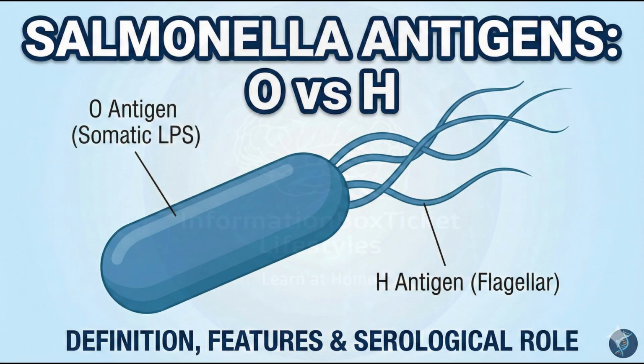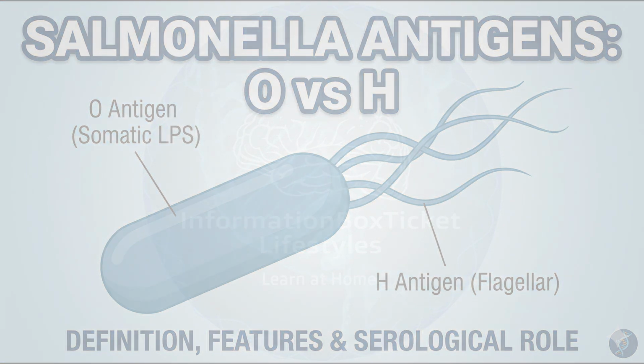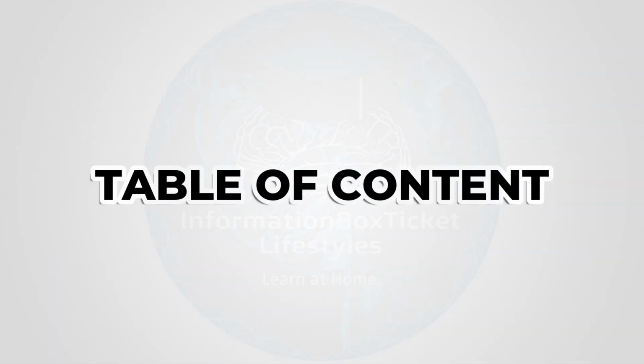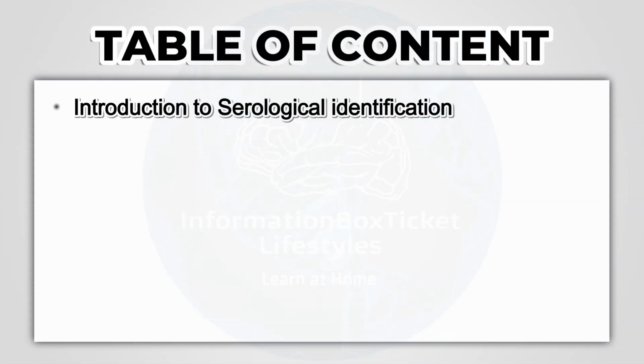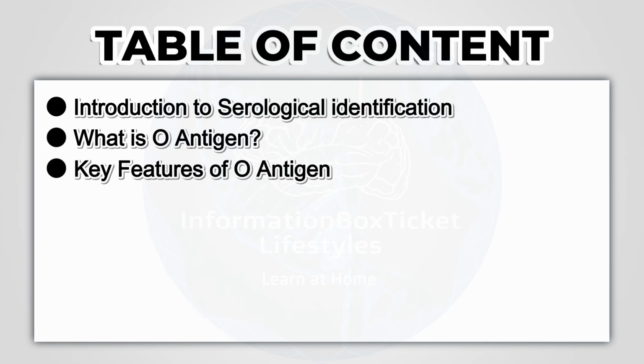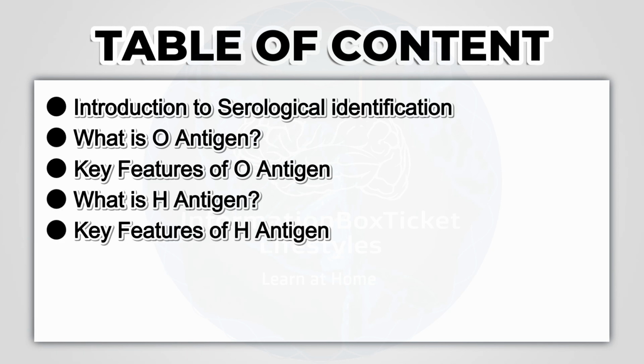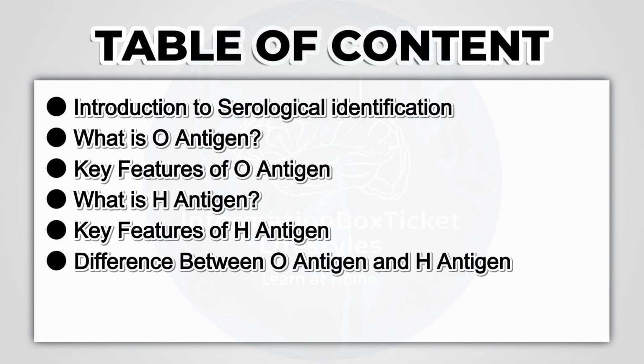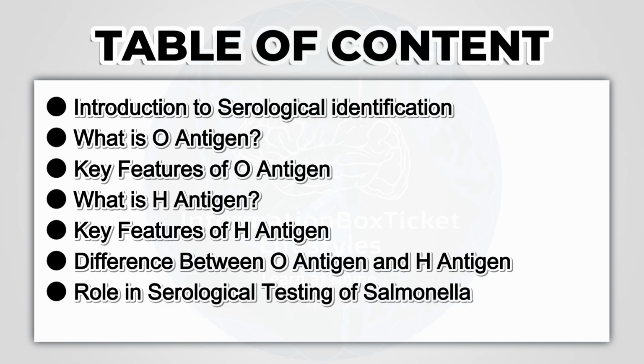Difference between O antigen and H antigen in Salmonella. Table of content. Introduction to serological identification. What is O antigen? Key features of O antigen. What is H antigen? Key features of H antigen. Difference between O antigen and H antigen. Role in serological testing of Salmonella. Conclusion.